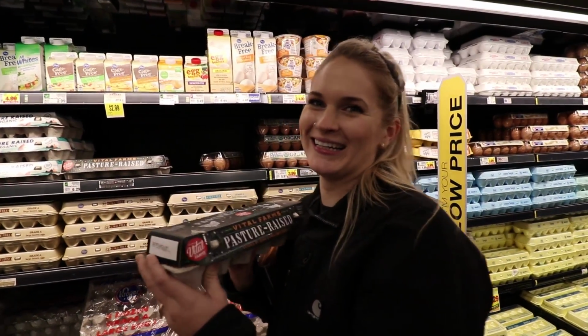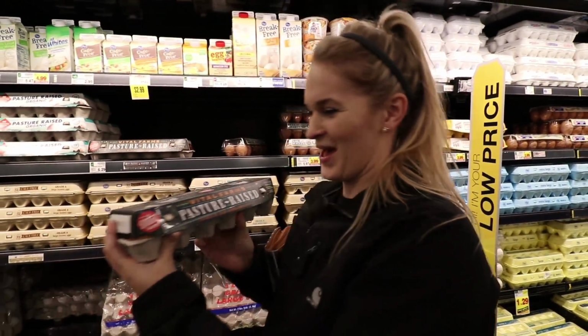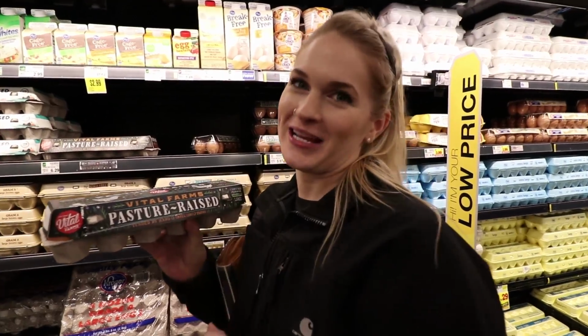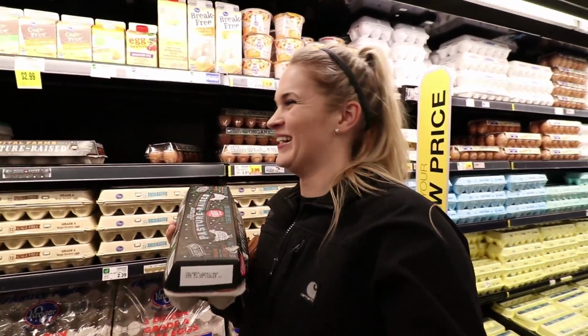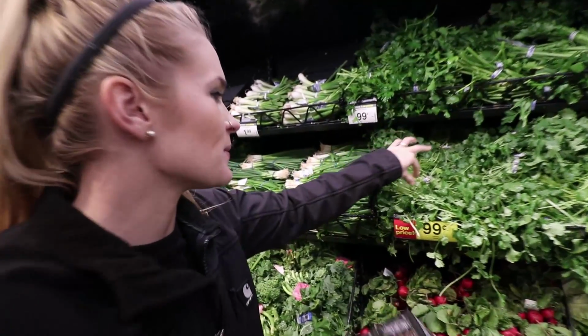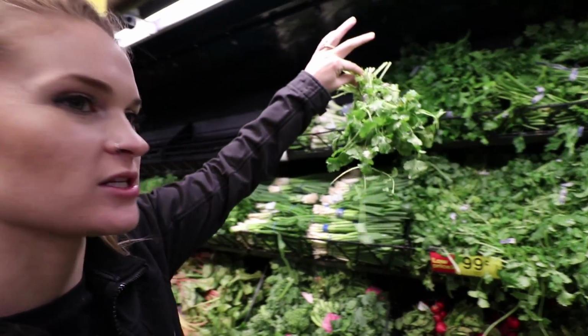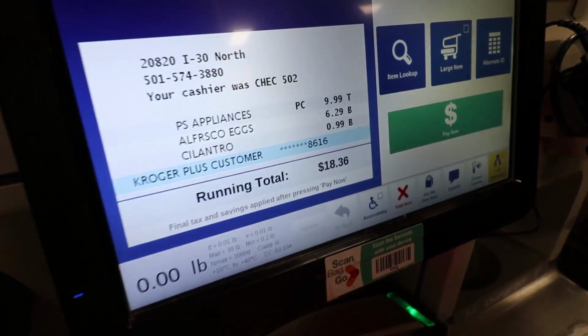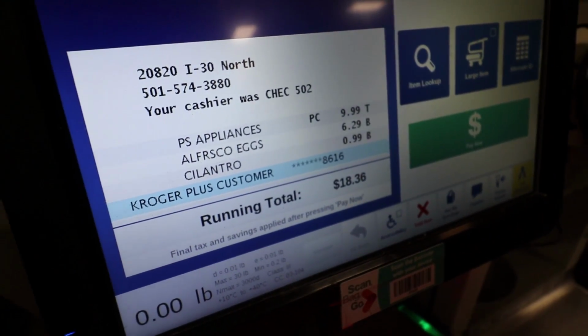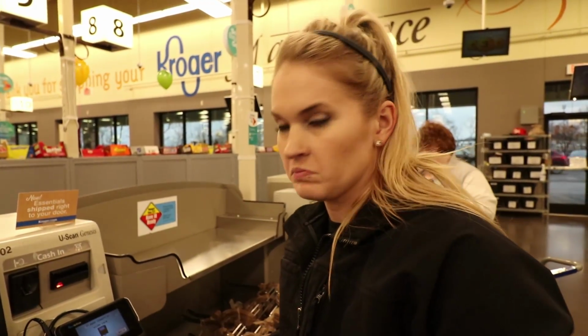Getting some eggs. Pasture raised. Why are you so giggly? Just a bundle? Yeah. Cilantro. Thank you. This does not count our olive oil, which probably was about 15 bucks, maybe? Yeah, probably.